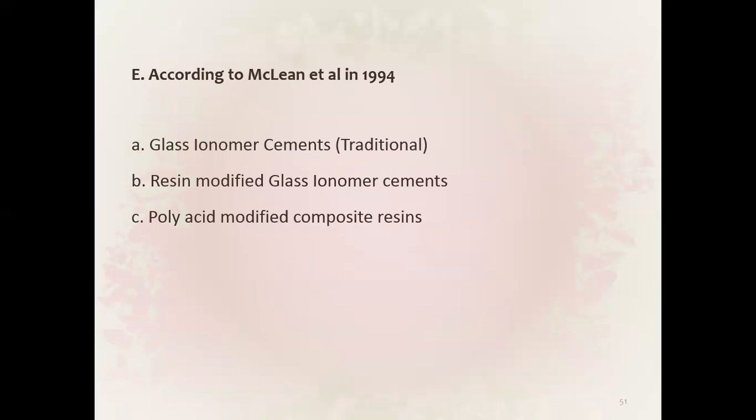Then, according to McLean in 1994: glass ionomer cements, that is traditional, then resin modified glass ionomer cements, and polyacid modified composite resins.